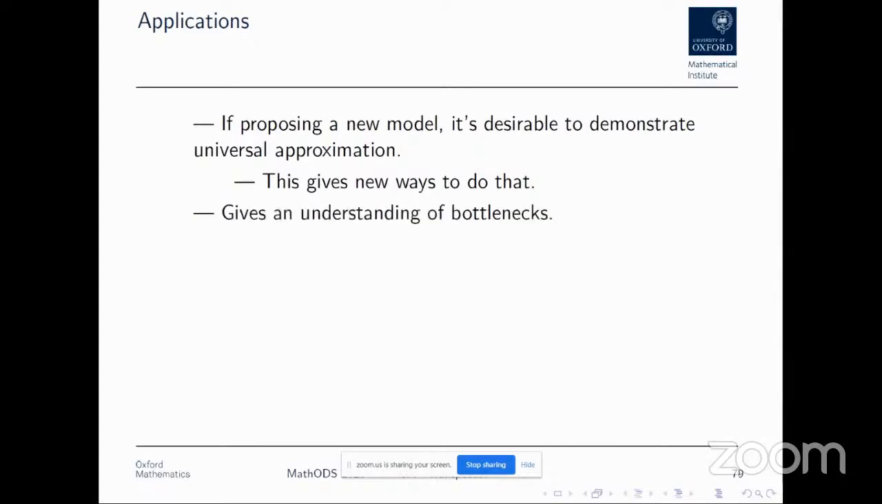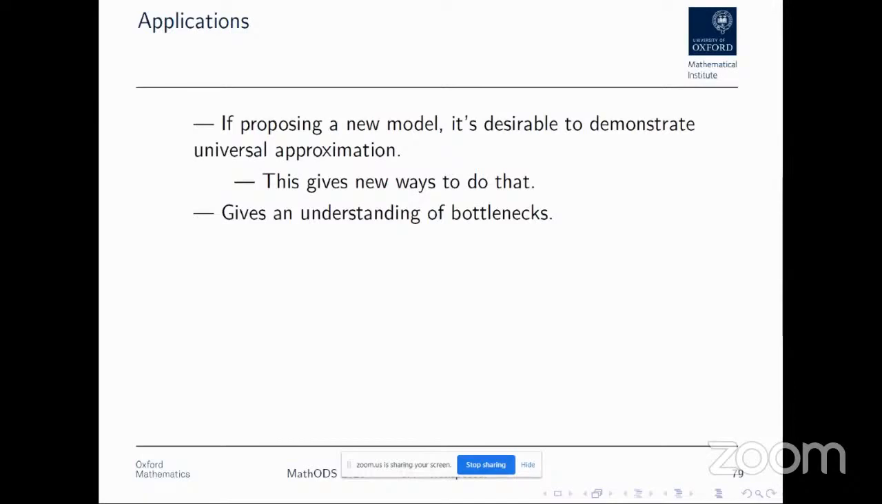Next up, an understanding of bottlenecks. If you're familiar with autoencoders, obviously those are a little bit out of fashion these days, but if you think of an autoencoder structure where you introduce a bottleneck to learn low-dimensional representations of your data, then what this theorem is saying is that if your bottleneck is of width greater than or equal to n plus m plus 2, then it's not a bottleneck.